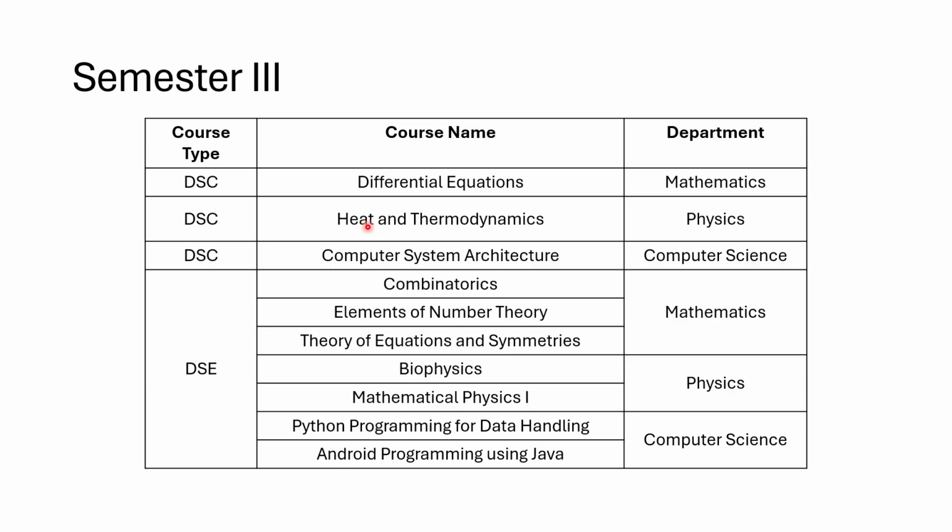Now, if we talk about the DSEs from mathematics, you have combinatorics, elements of number theory, theory of equations and symmetries. From physics, you get biophysics and mathematical physics 1. From computer science, you get Python programming for data handling, Android programming in Java. And I'll just tell you one thing. Actually, you can have many more DSEs from the Department of Computer Science in each of the semesters. If you see the latest notice, it's on DU's website, you will find them. Okay?